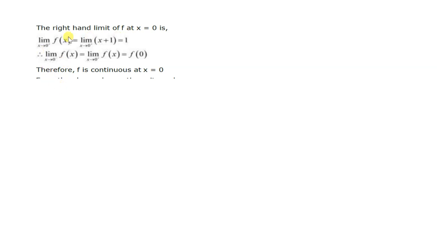And the value of the function at 0 is also 1. Because f(x) is equal to x plus 1, putting x equal to 0 you get the value f(0) as 1. So we see that the left hand limit of the function is equal to the right hand limit of the function and is equal to the value of the function, each equal to 1. So we can say that this function is continuous at x equal to 0 also. So it is continuous everywhere. So there is no point of discontinuity of this function.